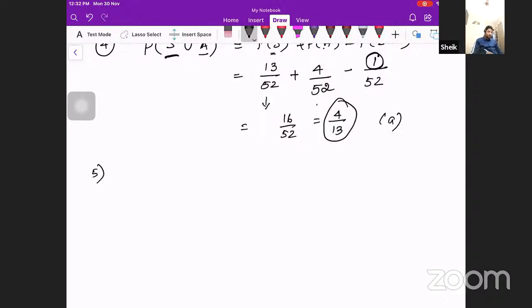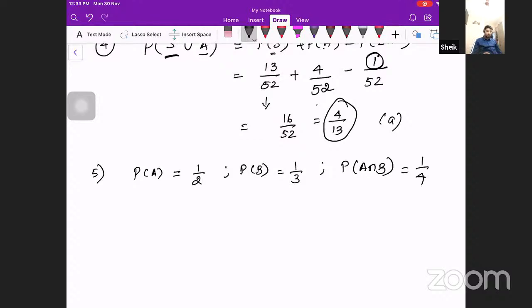Fifth one. Just listen to this very carefully. It is a formula method sum. P of A is equal to 1 by 2. P of B is equal to 1 by 3. And it is given as P of AB. P of AB means P of A intersection B. If it is given AB, we have to consider it as P of A intersection B, which is given as 1 by 4.